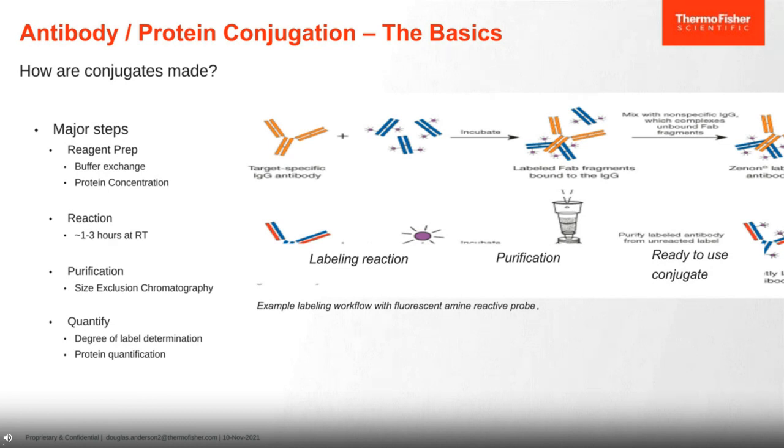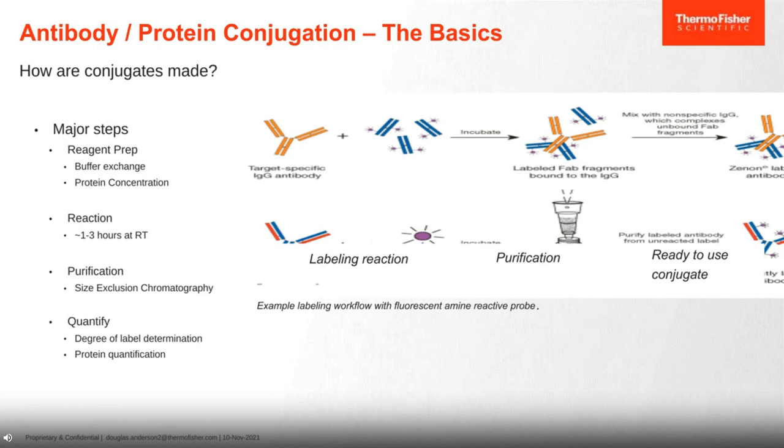Most conjugates are made in about 3 or 4 steps. You start with prepping some reagents for use in the reaction that you'll be performing. Most of these reactions are simple one-step reactions that take place between 1 to 3 hours at room temperature, so nothing too fancy, followed up by generally a single-step purification to remove any excess labeling reagent.